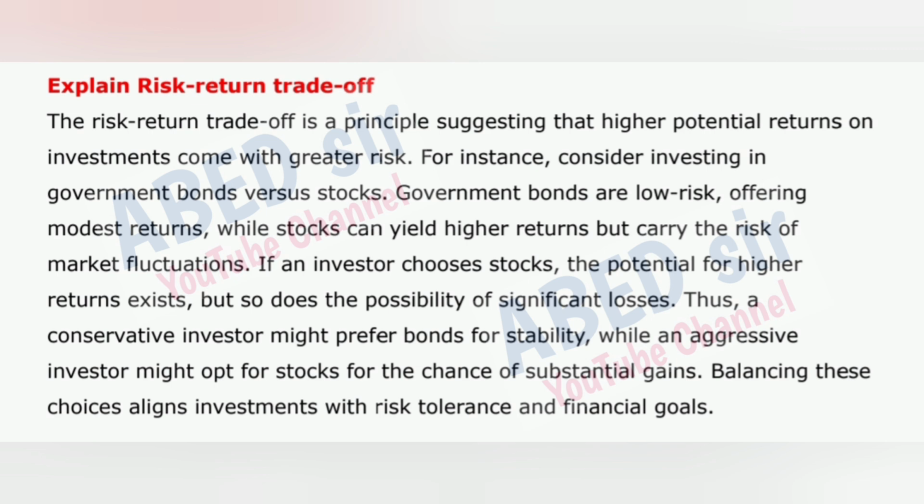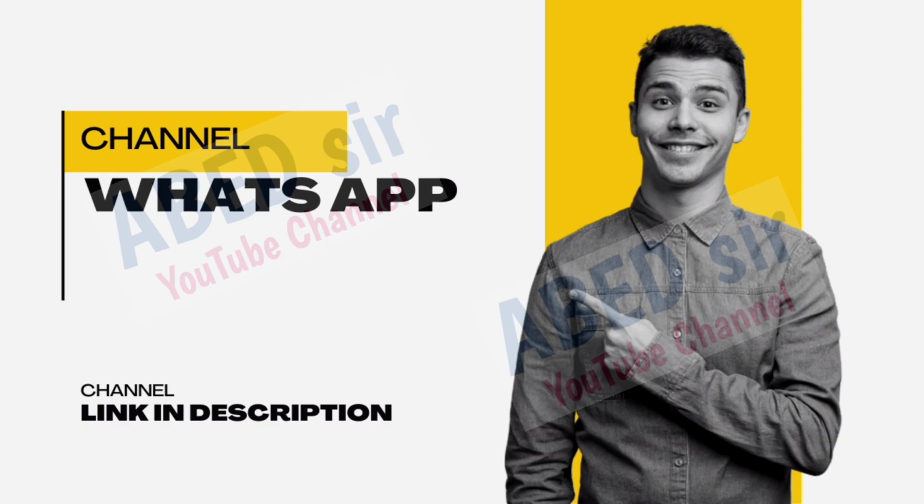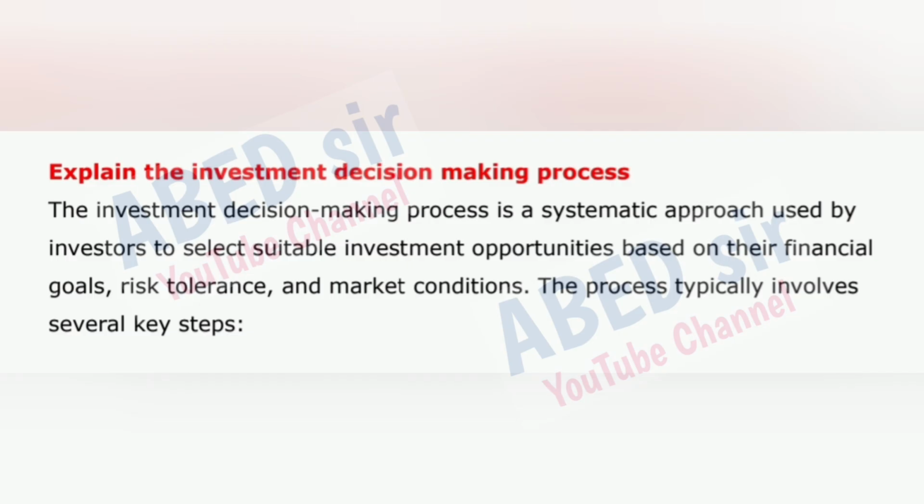Thus, a conservative investor might prefer bonds for stability, while an aggressive investor might opt for stocks for the chance of substantial gains. Balancing these choices aligns investments with risk tolerance and financial goals. First important long question is: explain the investment decision-making process.